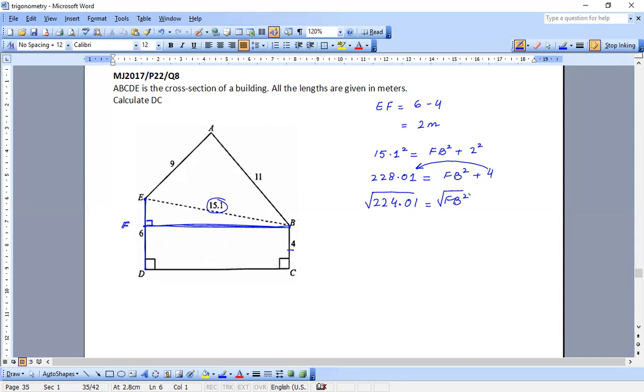I'll take the square root on both sides to get the value of FB. The square cancels with the square root, and the square root of 224.01 is going to be 14.96. So we can say that FB is equal to 14.96 meters. And as I mentioned earlier, DC is equal to FB. So DC is equal to 14.96 meters.